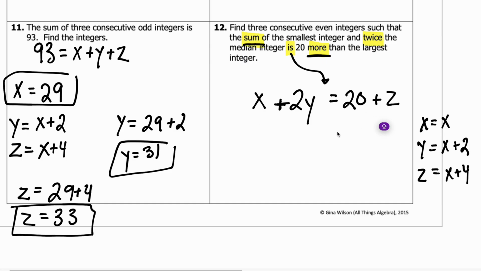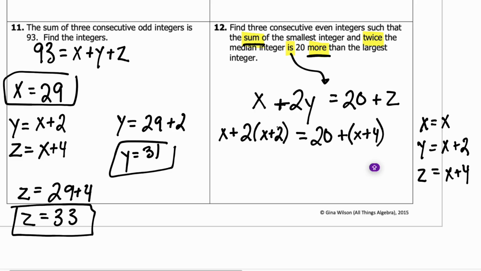So now I have an equation that's a little bit different than the last one, right? But the rules are still the same in that I can plug in or substitute these into my equation to solve for x. So let's do that. So I'm going to rewrite it as x plus 2 times y, which is going to be x plus 2, right? My y is x plus 2, equals 20 plus z, and our z was x plus 4.